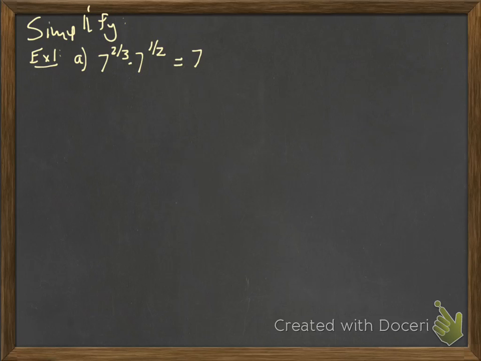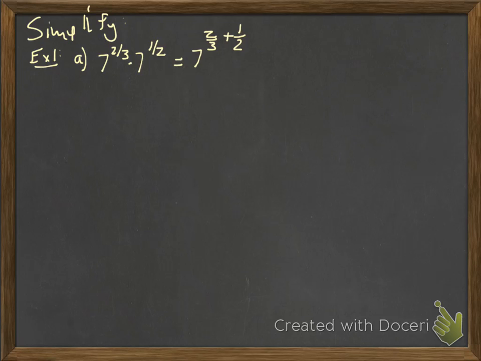Let's do some examples in practice now of what we're going to do. For all of these examples, we're going to try to simplify. Okay, so if I can write this out properly. Example 1. We're going to do a few different ones. A. Let's say I have 7 to the 2/3 times 7 to the 1/2. I know I have the same base and I'm multiplying. This is a product of powers. So I'm going to have to add these exponents. It's going to be 7 to the 2/3 plus 1/2.